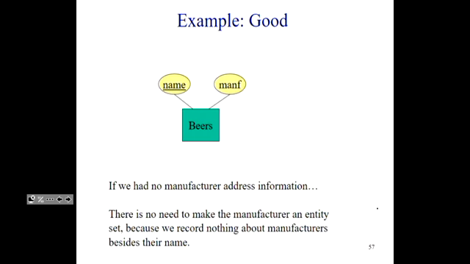So let's say we didn't have information about the manufacturer address. If we didn't have the information about the manufacturer address, it would be totally fine to store manufacturer as an attribute of beers. Okay, it would be completely okay to store manufacturer as an attribute of beers because manufacturer was the one in a many-to-one relationship with beers. So this information can be stored along with the beer information.